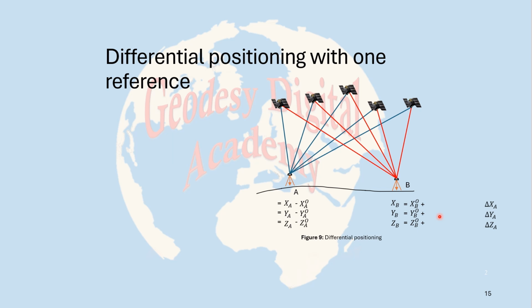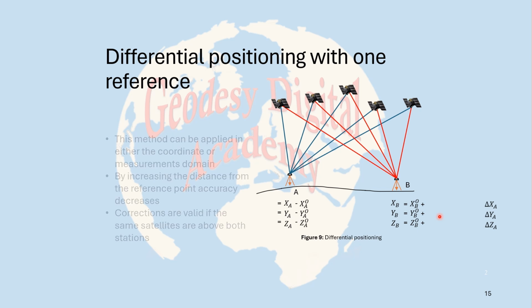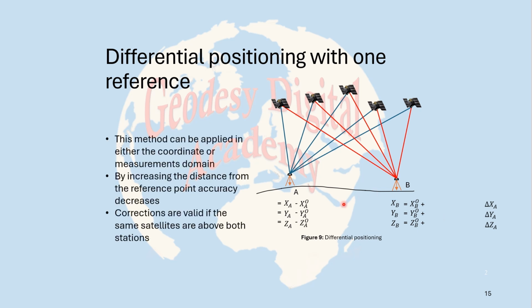But it can be done in another way. It can be done in the measurement domain. It means that I use the coordinates and regenerate the observables or the observations and correct the observations. And at point B, I correct the observations based on the corrections that I have already determined at point A. Then I use these corrected observations to determine the coordinate for point B.